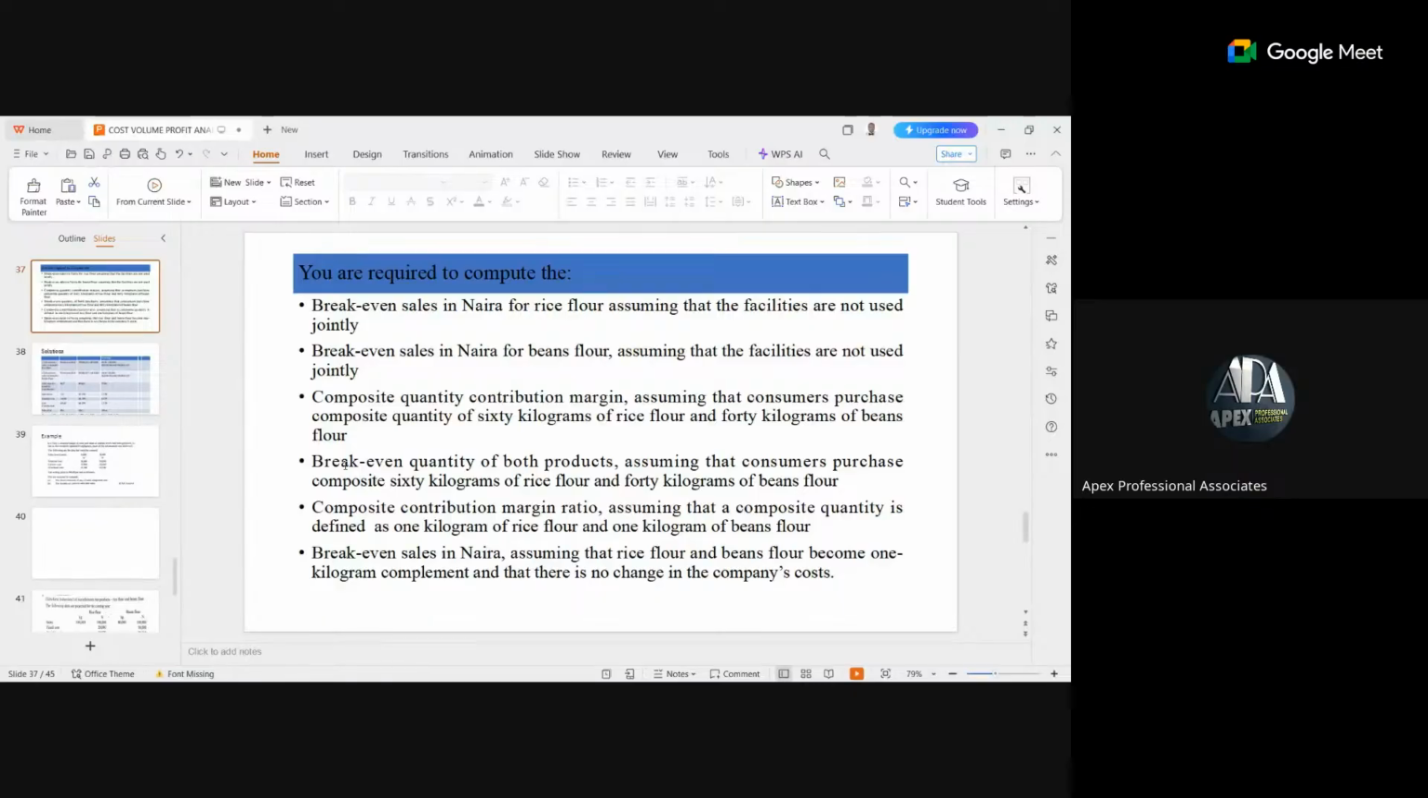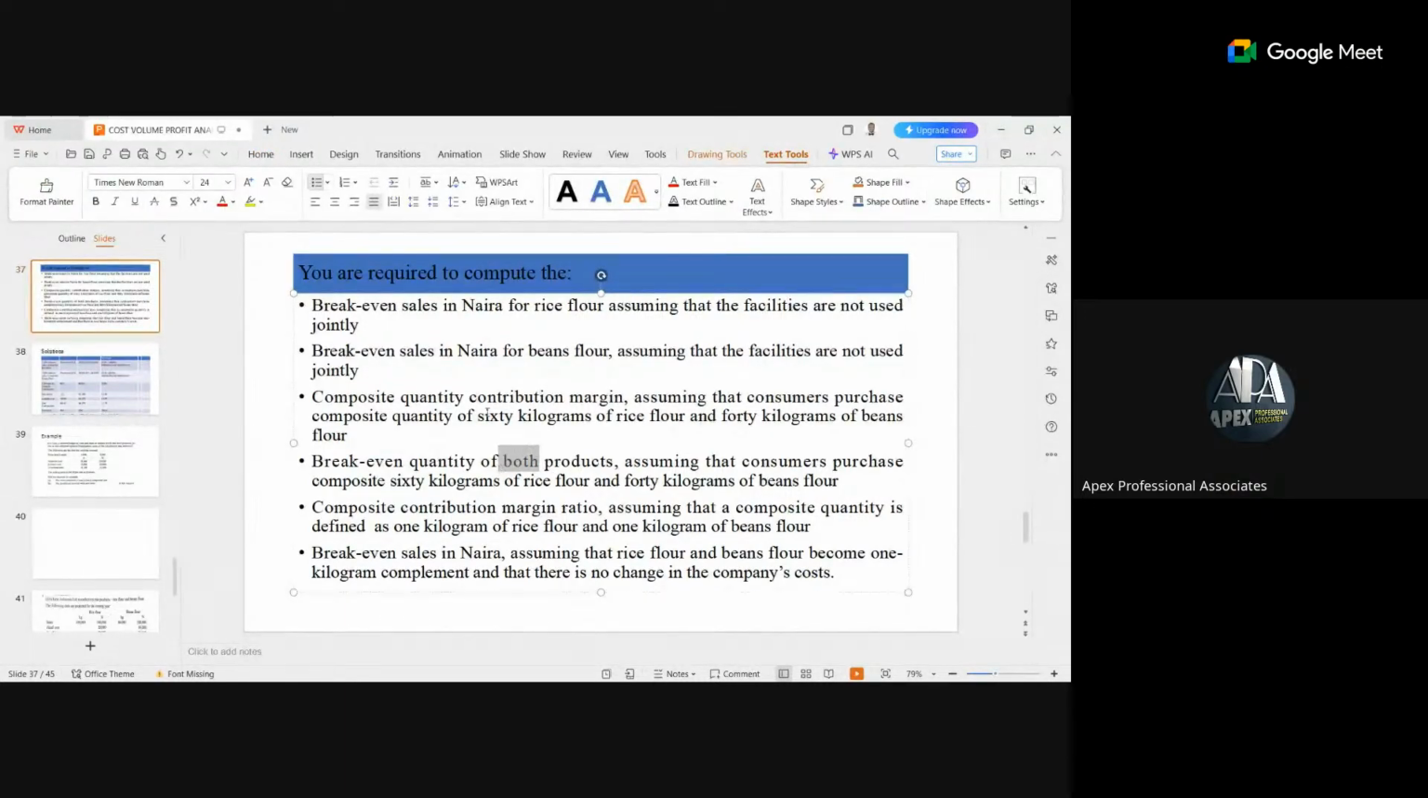That's the next question. Requirement: compute the break-even quantity of both products. See it now, both, not individual as we've done here. Assuming that consumers purchase a composite of 60 kilograms of rice flour and 40 kilograms of beans.